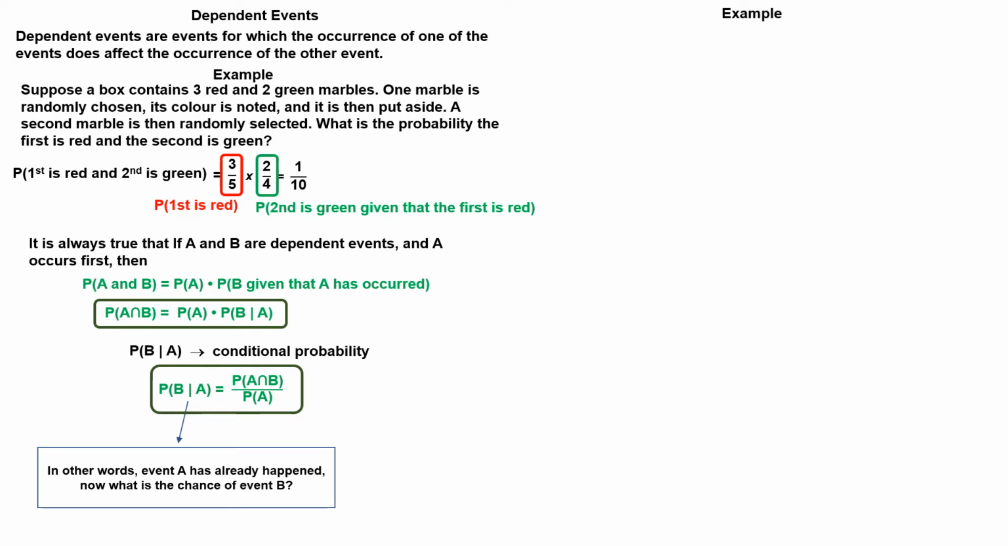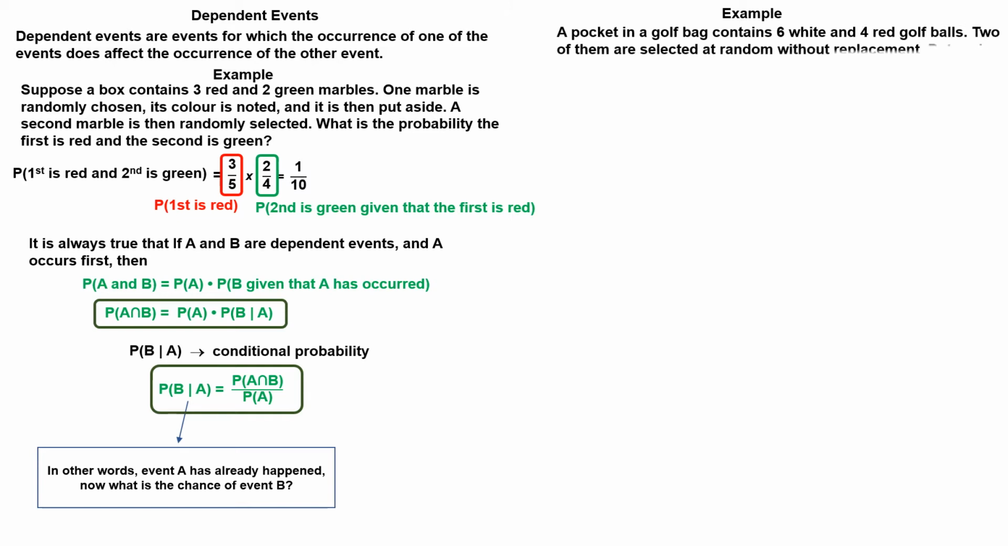Example. A pocket in a golf bag contains 6 white and 4 red golf balls. 2 of them are selected at random without replacement. Determine the probability of getting a red, then a white. You may have already noticed what those 2 words mean. Without replacement means the events are dependent.